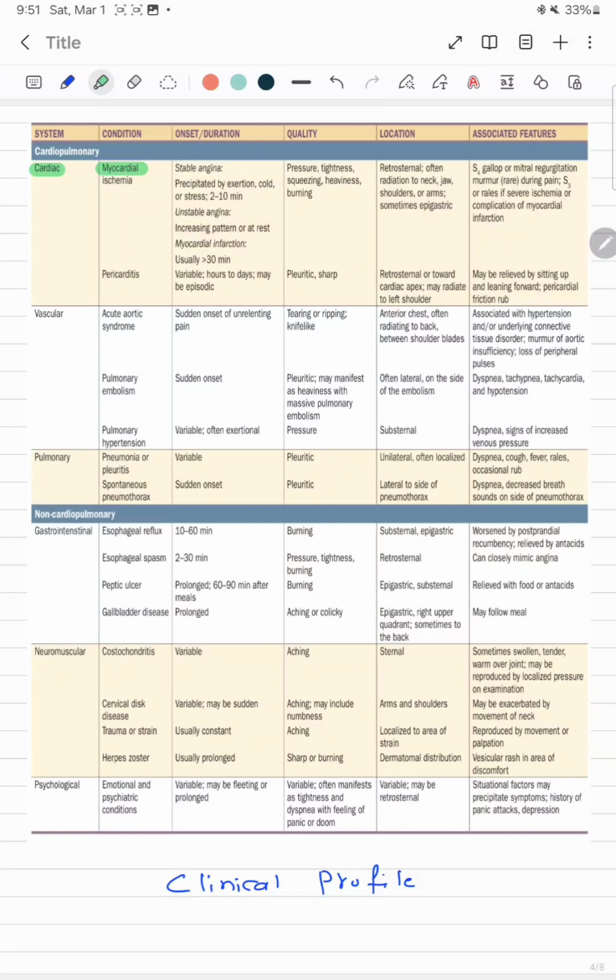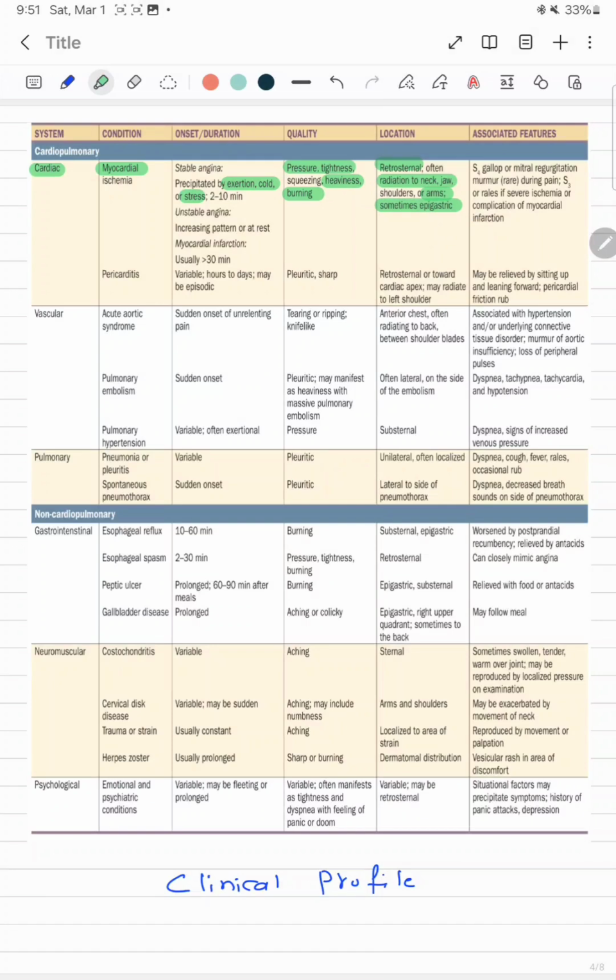We can evaluate by history and examination components. The myocardial ischemic patient will come with typical acute onset of pain lasting 2 to 10 minutes, precipitated by exertion, cold, and stress, which is pressure type, with tightness, squeezing, and heaviness, and some patients will say a typical burning pain, located retrosternally, often radiating to the neck, jaw, shoulder, and arms, and sometimes an epigastric location.